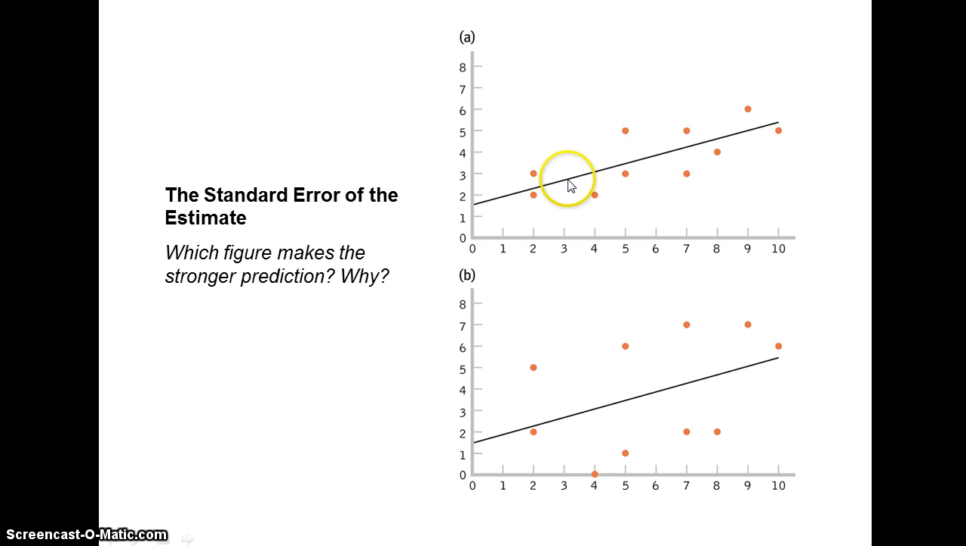Here is an example to think about this conceptually. Which of these two graphs makes a stronger prediction, and why is that so? If you said graph A, you'd be correct, and the reason is because the data points are closer to this line on average than they are to the regression line in B. If your data points are more tightly clustered around that line of best fit, then what you've got is a stronger prediction.